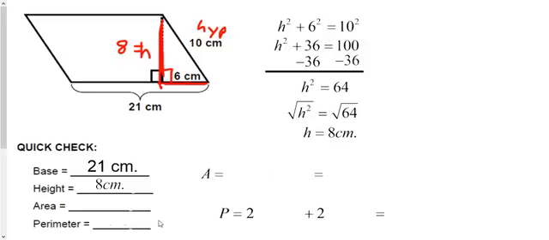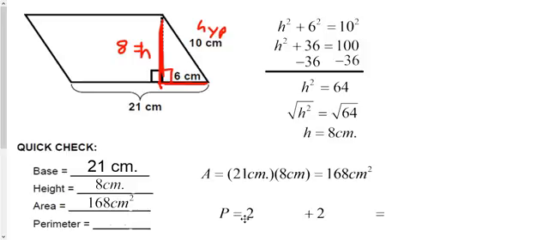Now we're ready to find our perimeter and area. We have the base, we have the height, we have both of the sides. The area equals the base right here, 21 centimeters, times the height we just found, 8 centimeters, which comes out to 168 centimeters squared.